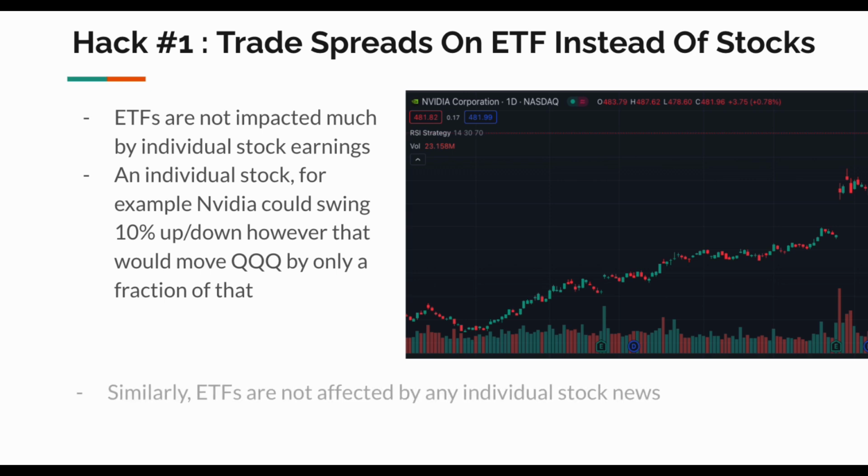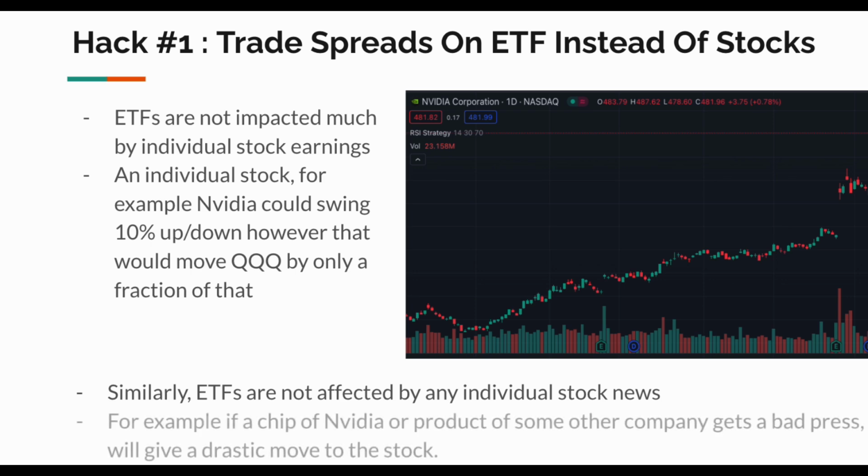Now, similar to earnings, ETFs are not affected that much by individual stock news. For example, if a chip of Nvidia fails to make the market that they were expecting, or if a product of any company fails, then that news would negatively impact the stock and the stock could go down sharply. But in case of ETFs, that news would not impact the ETF that much, because an ETF is made up of a lot of individual stocks. So you are still safe, and you have time to react.